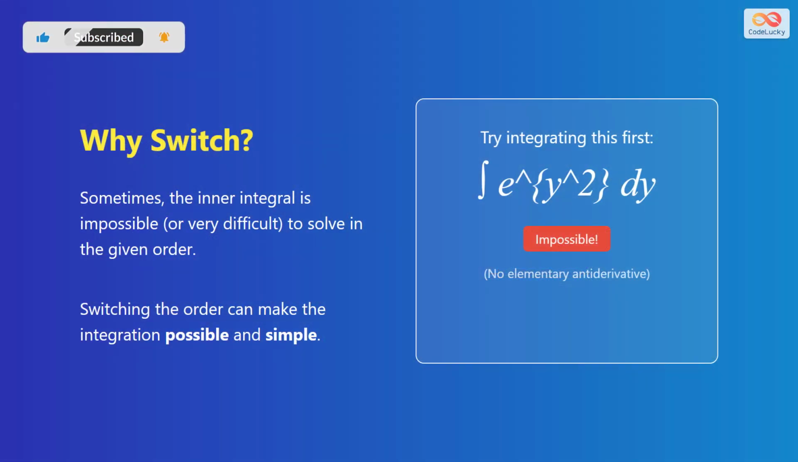Why do we need to switch? Often, you will encounter an integral where the inner function has no elementary antiderivative, like e to the power of y squared integrated with respect to y. By switching the order, we can transform an impossible problem into a solvable one.